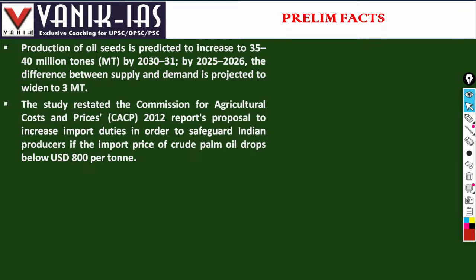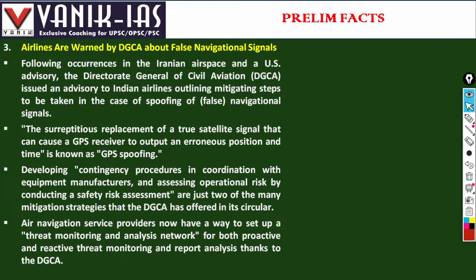The study restricted the Commission of Agricultural Costs and Prices 2012 report proposal to increase import duty in order to safeguard Indian producers if the import price of crude palm oil drops below 800 per ton. That means 80 rupees per liter. Because we have the oil palm mission and the national mission on oilseeds, this has led to increased production of oilseed in the country, and we are trying to reduce our dependence on foreign import to fulfill the demand for our edible oil requirement.